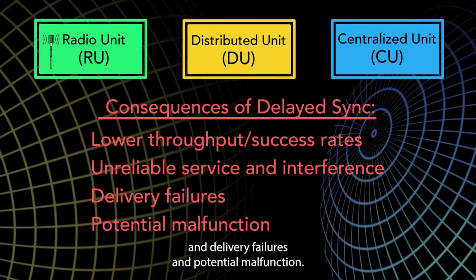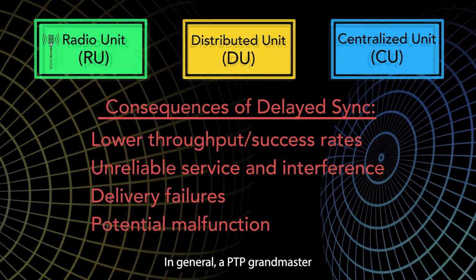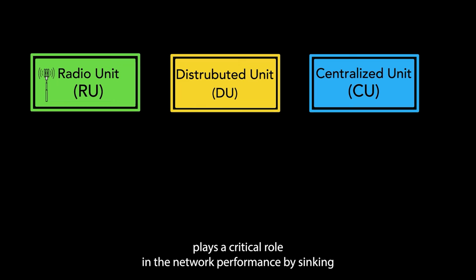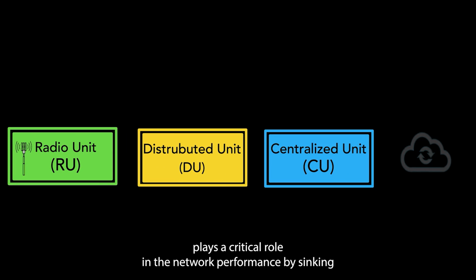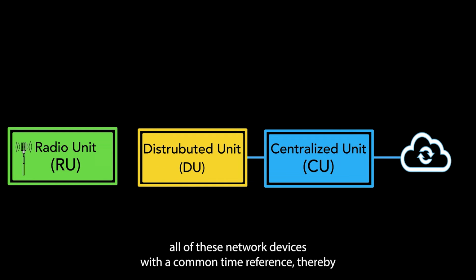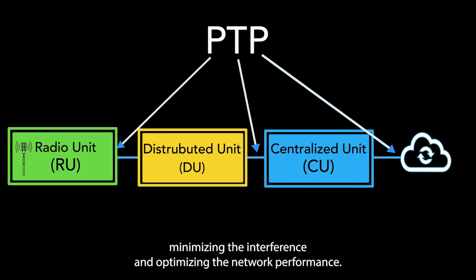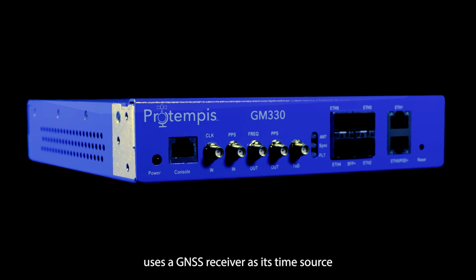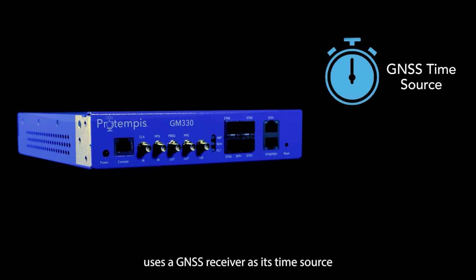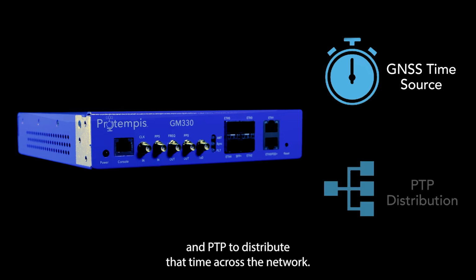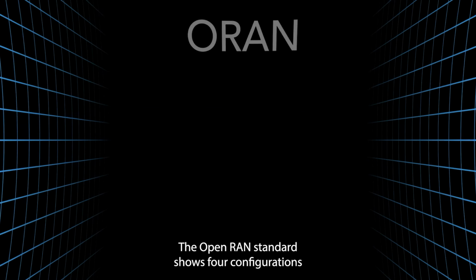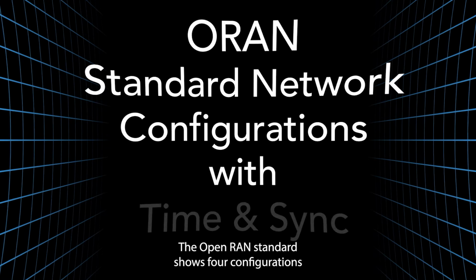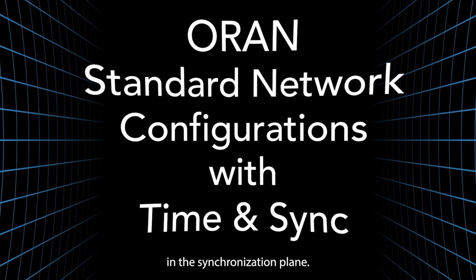and potential malfunction. In general, a PTP Grandmaster plays a critical role in the network performance by syncing all of these network devices with a common time reference, thereby minimizing the interference and optimizing the network performance. The PTP Grandmaster uses a GNSS receiver as its time source and PTP to distribute that time across the network. The Open RAN standard shows 4 configurations in the synchronization plane.